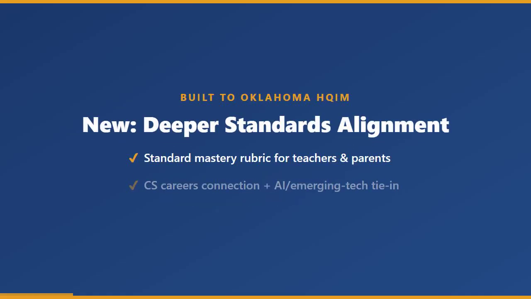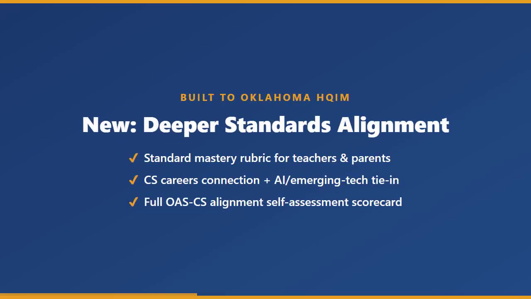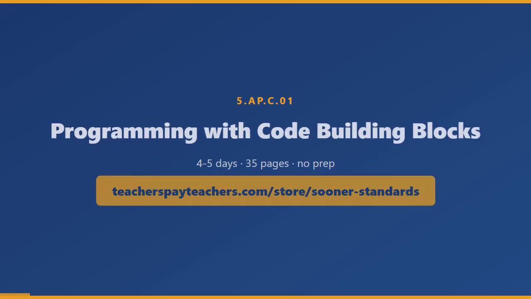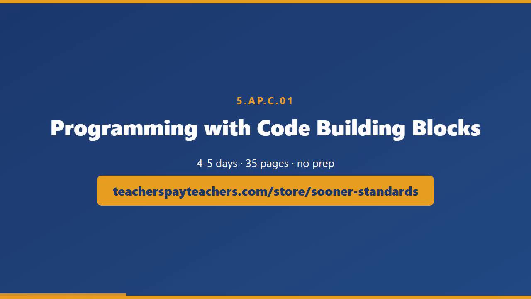Plus a 12-question assessment with answer key, group and individual activities, vocabulary puzzles, a family letter, and a certificate of achievement. That's 4 to 5 days of no prep, HQM-aligned instruction across 35 ready-to-print pages.